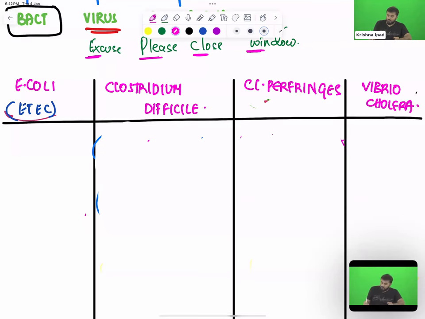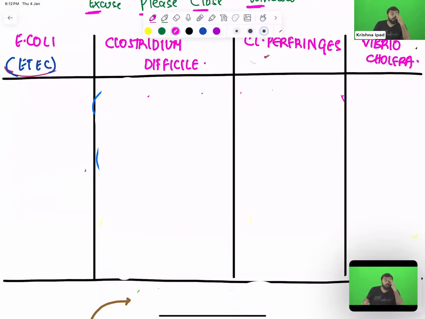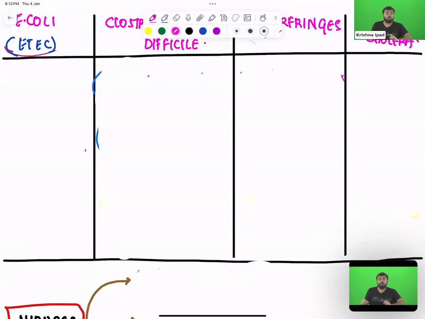So these are the main organisms which cause watery diarrhea. Now, in E. coli, yesterday we discussed HIT, three important things. You remember these things? H stands for enterohemorrhagic E. coli. I stands for entero what? Very good, enteroinvasive E. coli. And T stands for enterotoxigenic E. coli. Out of these three, we discussed that enterotoxigenic E. coli causes watery diarrhea. Enterohemorrhagic causes bloody diarrhea and enteroinvasive also causes bloody diarrhea.